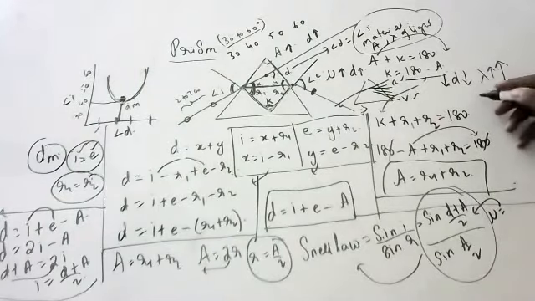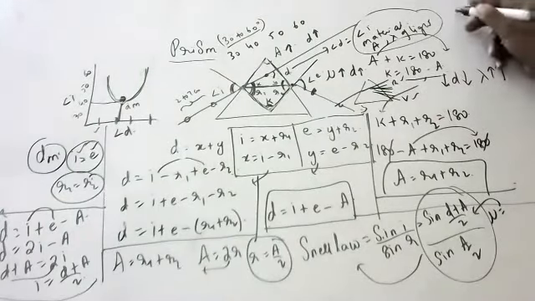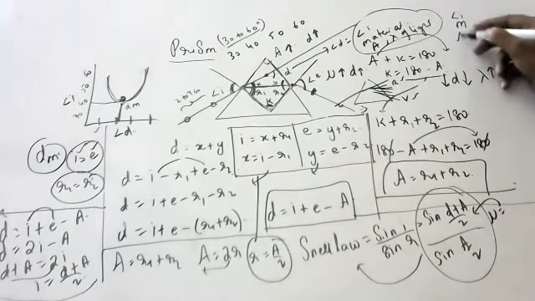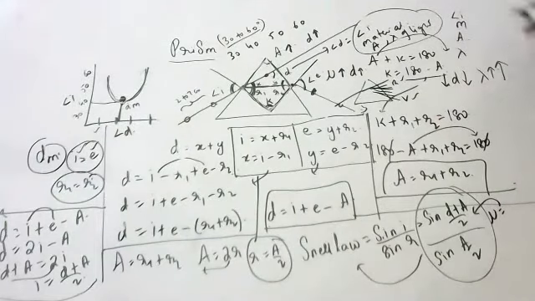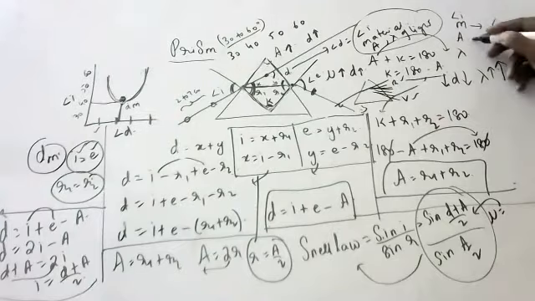So, what are the factors of angle of deviation? Angle of incidence, material, angle of prism, wavelength. With material, it increases. With angle of prism, it increases. With wavelength, it decreases.